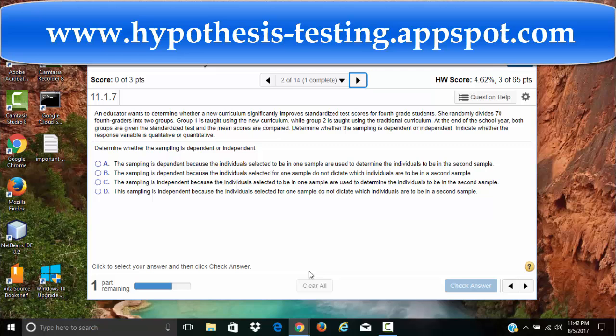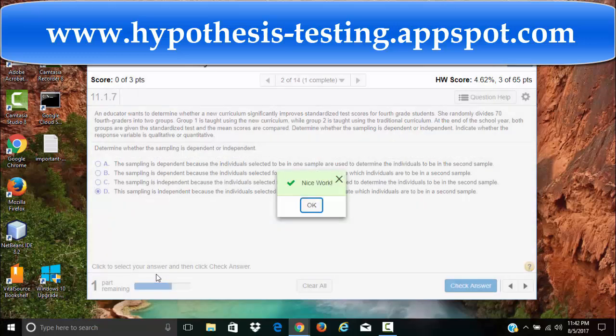So in this case, the sampling is independent because the individuals selected in one sample do not affect which individuals are to be in the second sample. So that is D. Okay.